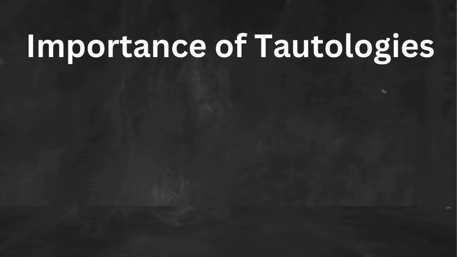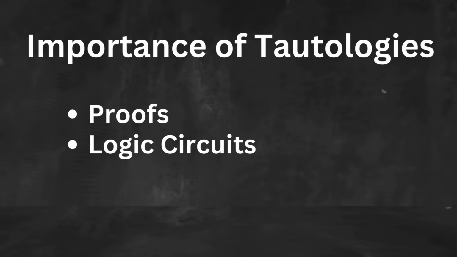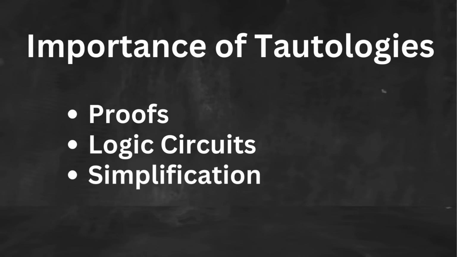Importance of tautologies. Proofs. Tautologies are often used in mathematical proofs and logical arguments to establish certain truths. Logic circuits. In computer science, tautologies help design circuits that are always valid. Simplification. They assist in simplifying logical expressions and verifying the consistency of logical systems.